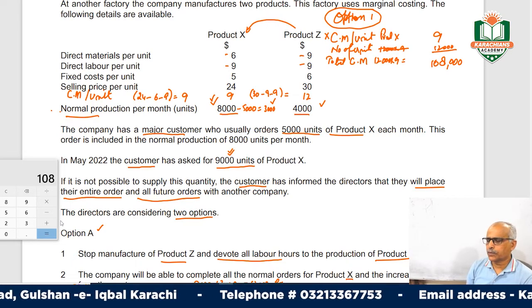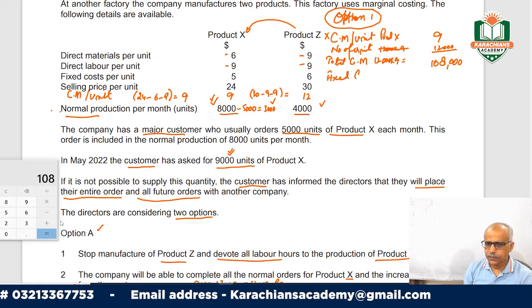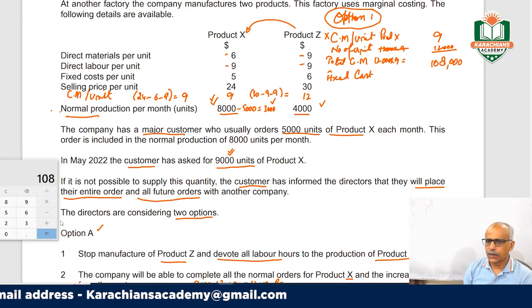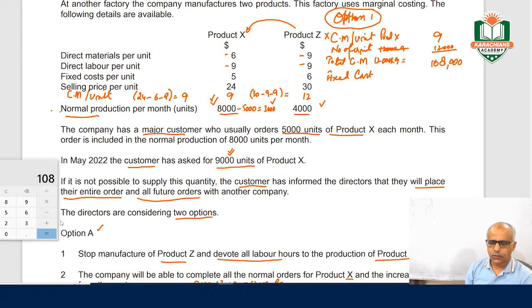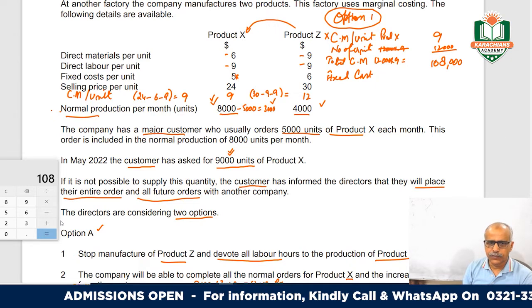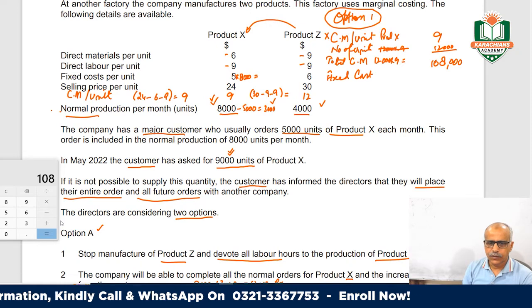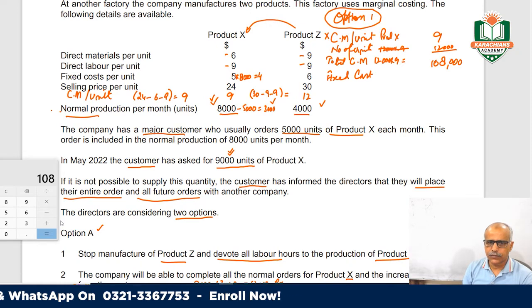So this is your contribution margin. So you deduct fixed cost from this. And how much is the fixed cost? The total fixed cost is 5 per unit. If we see the number of units are 8,000, then this cost is 40,000.